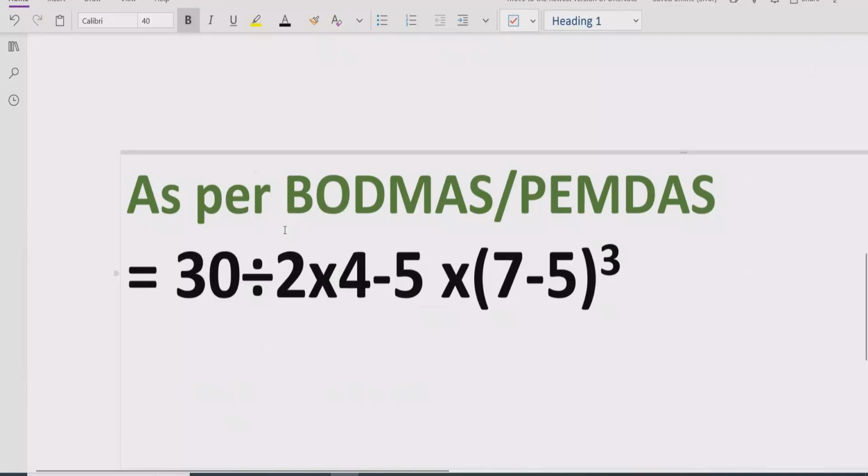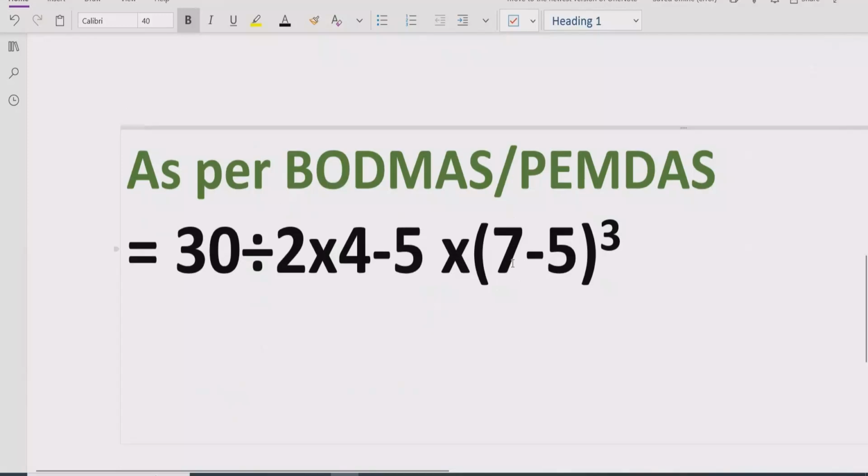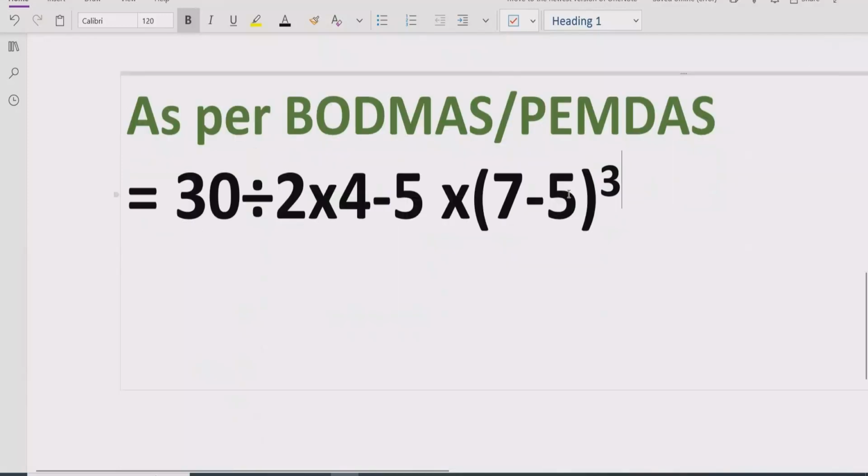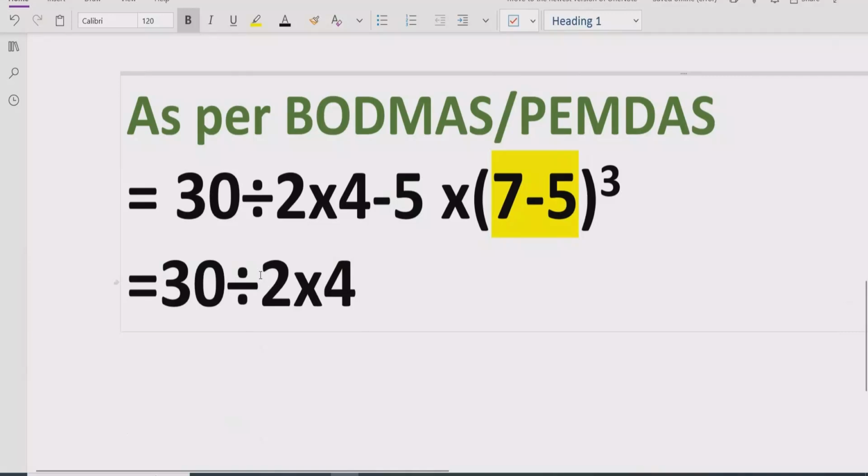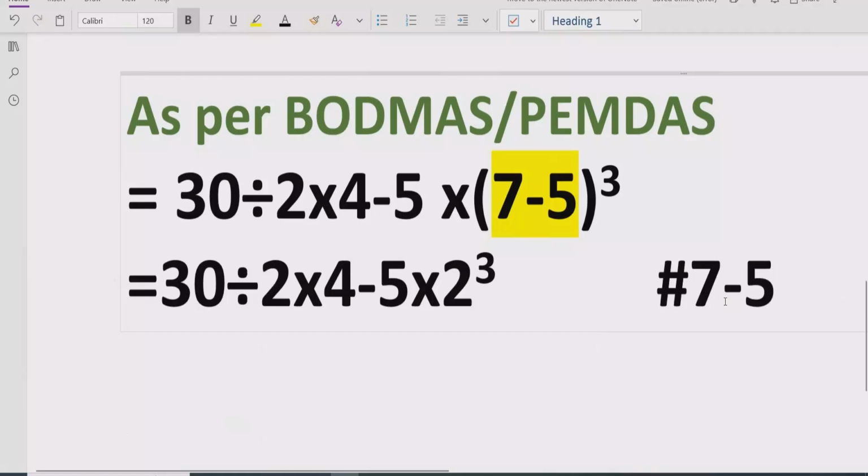According to the BODMAS and PEMDAS rule, first of all, we have to solve the bracket. So we have here this bracket, 7 minus 5. First of all, we write it this way: 30 divided by 2 multiplied by 4 minus 5 multiplied by the bracket 7 minus 5 raised to power 3. Now we solve this one. Here we write 7 minus 5 equals 2.